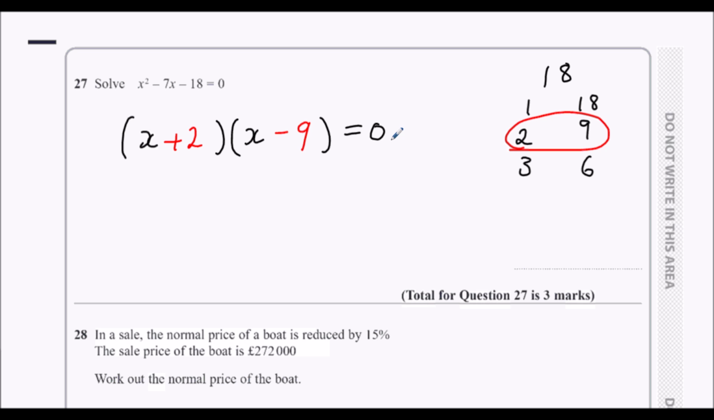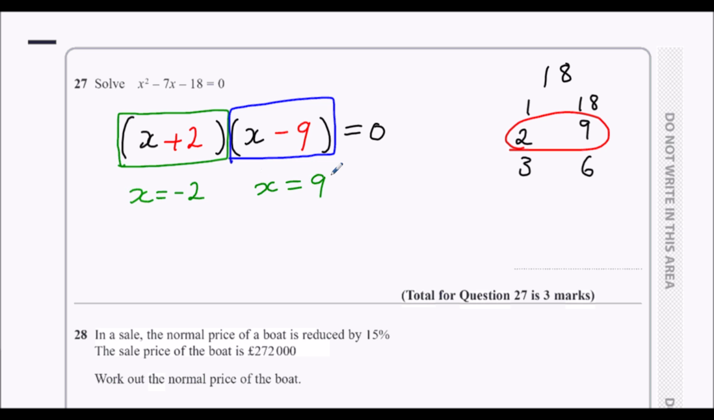So now we're going to look for the answers. Either the first bracket is equal to 0, or the second bracket is equal to 0. So what does x have to be for the first bracket to be 0? x would have to equal negative 2. And for the second bracket to be 0, x would have to equal 9. So they are the answers. So x is negative 2 or 9.